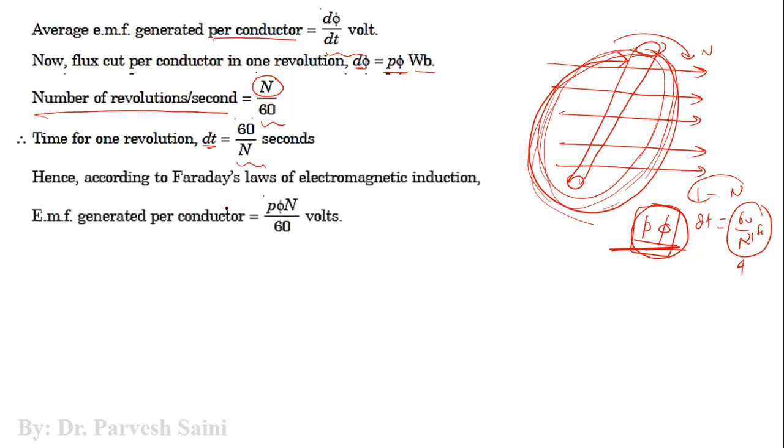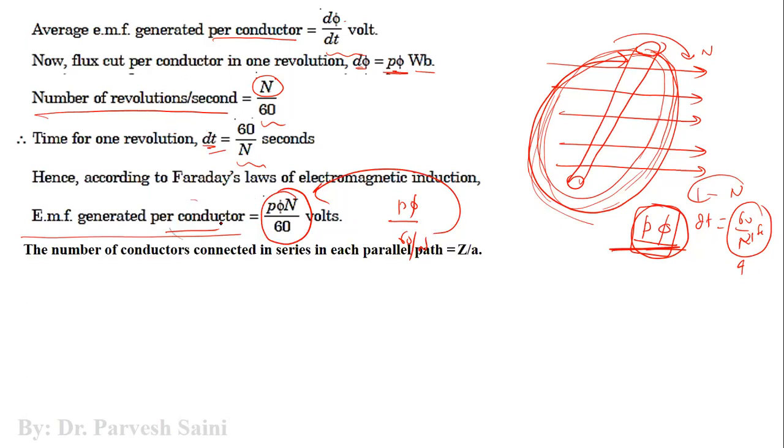Then as per Faraday's law of electromagnetic induction, every conductor will have this much EMF, right? So we place d phi equal to P phi and dt equal to 60 by n. When we divide P phi by 60 by n, it gives us this equation. This is the average EMF induced in one conductor when it completes one rotation in a given magnetic field where the total flux is P into phi.